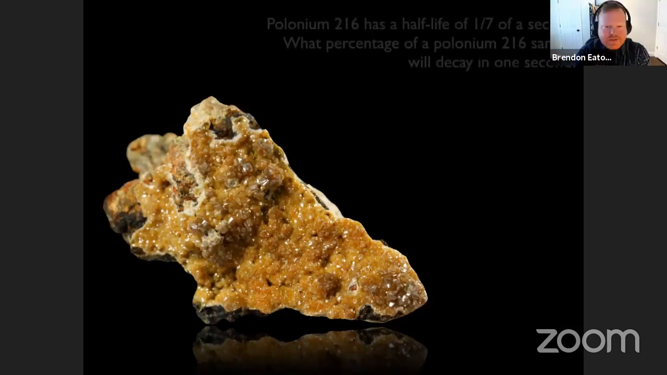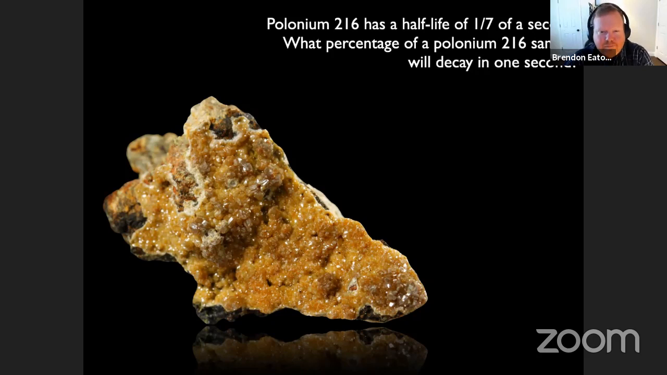All right, so this is polonium-216, which actually doesn't have any significance in this problem, but we know that its half-life is 1/7 of a second. The question is, what percentage of a polonium-216 sample will decay in 1 second? So in 1 second, how many half-lives have gone by if we know a half-life is 1/7 of a second? That tells me that I have 7 sevenths, which means there's 7 half-lives.